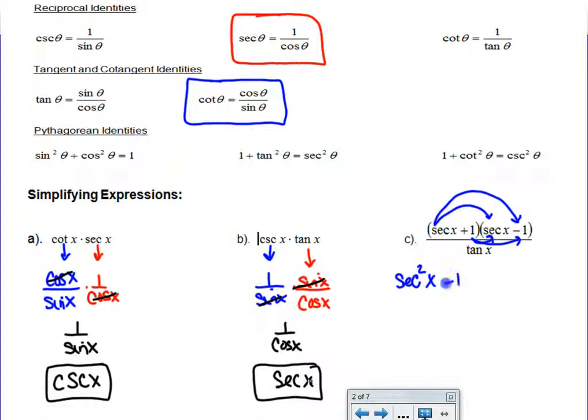All right, good news. The denominator is still tangent though, right? I'm just going to leave them as tangent for now. The more of these you do, the better you'll be at knowing when to trade things and when not to trade things.